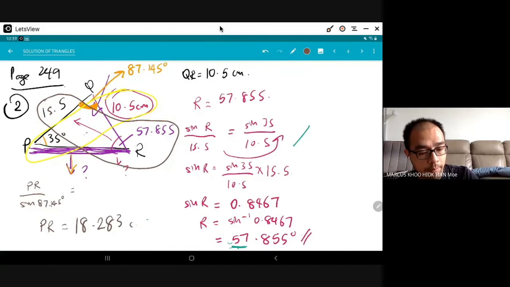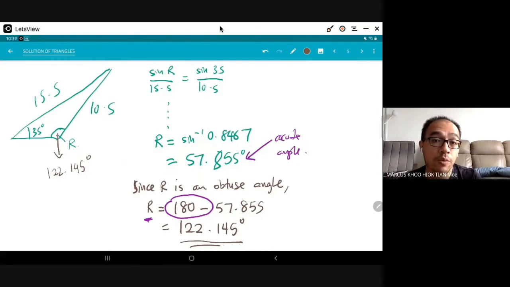18.283 cm. Okay, now that is if we use the angle 57.855. But since this is an ambiguous triangle, there is a second possible case which is this. Okay, now let's take a look at this. Do the same step again, but now our R angle is 122.145.